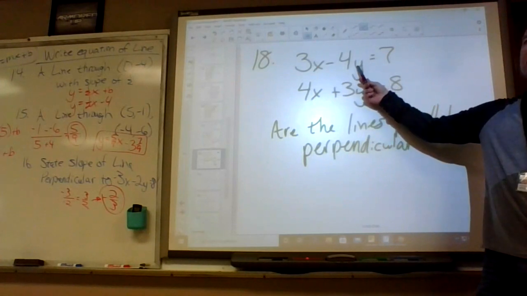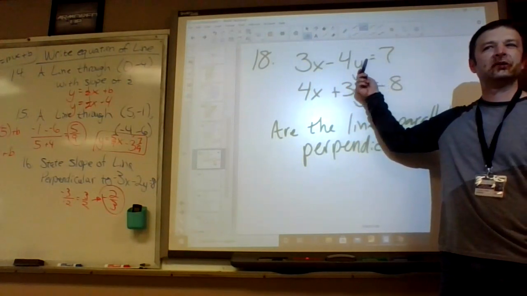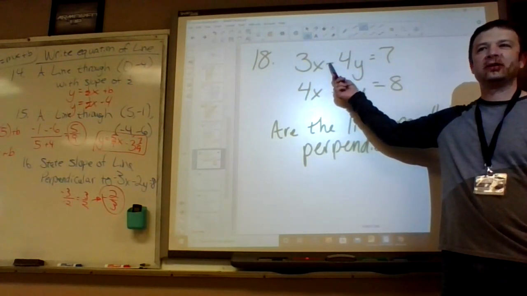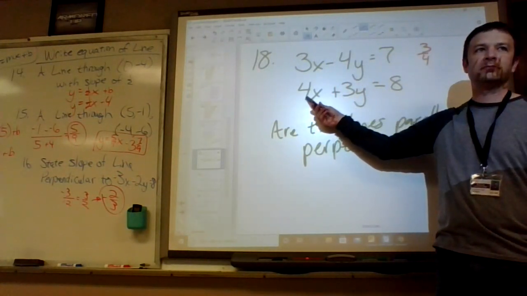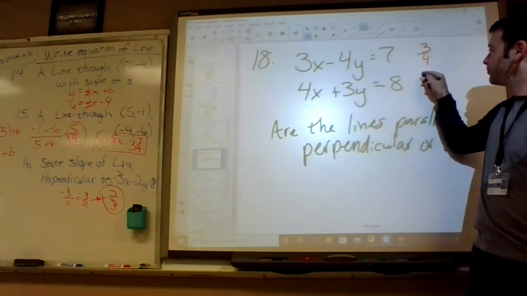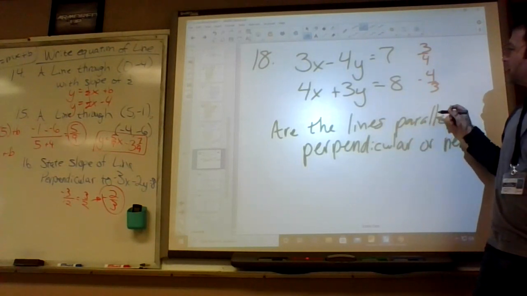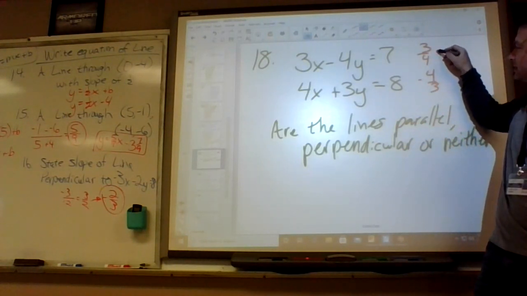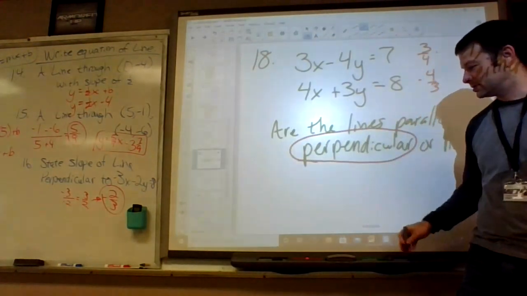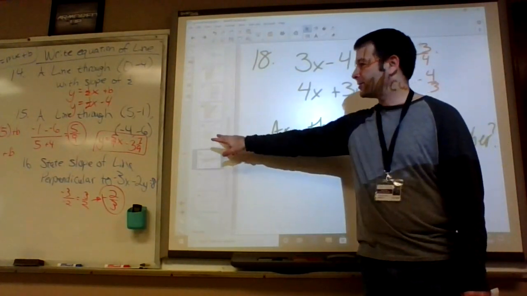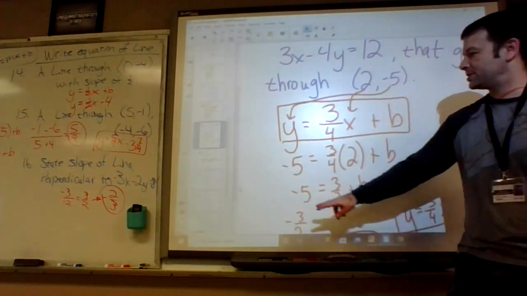Okay. Katie, do you know what the slope of this line is? Yes, so it's 3/4. What's the slope of this line? -4/3. So are the lines parallel, perpendicular, or neither? Perpendicular. Yes. They are opposite reciprocals. And now we have one more. No, that was it. That's number 17.